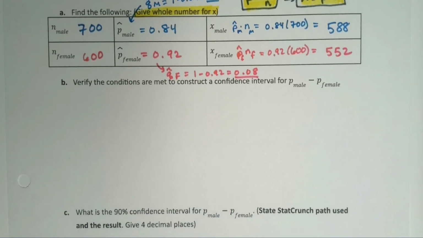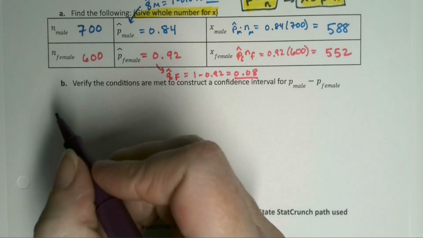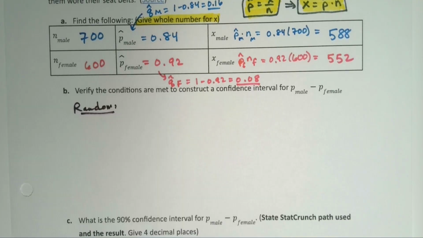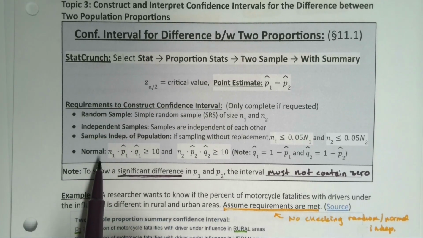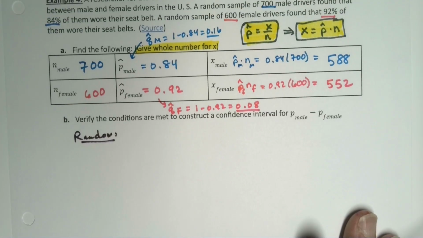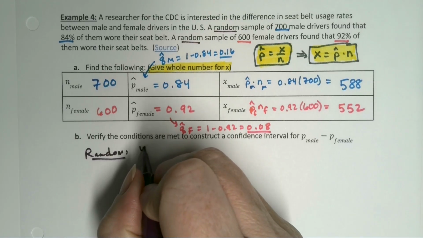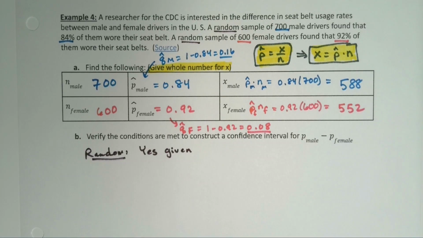All right, so let's verify some conditions, shall we? The first condition we need to verify is that it's random. It's the same conditions as when we run a hypothesis test. Confidence intervals have the same pieces: random, independent, independent of the population, and normal. All right, so we know it's random because it said so. It says the word random right there. So this is a yes, given in the setup.